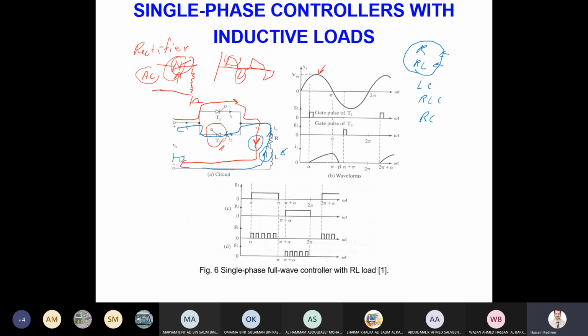If we go to industry, what do we have? We have machines and ovens. Both of them are RL loads. So we focus more on RL loads because most of our loads are resistive or resistive-inductive.